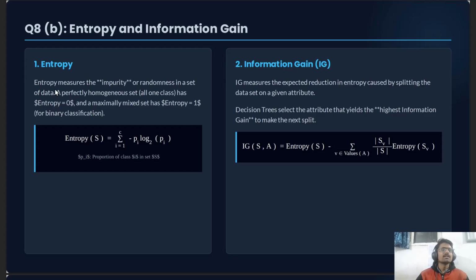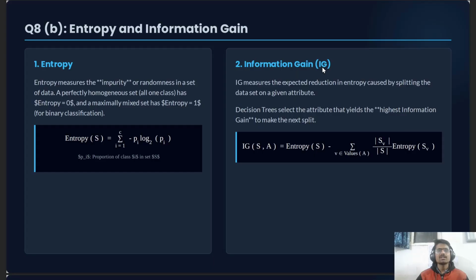Now entropy and information gain. Entropy measures the impurity or randomness in a set of data. A perfectly homogeneous set, all one class, has entropy equal to 0, and a maximally mixed set has entropy equal to 1. In binary classification, entropy is equal to minus the sum over i equal to 1 to c of p i log base 2 of p i.